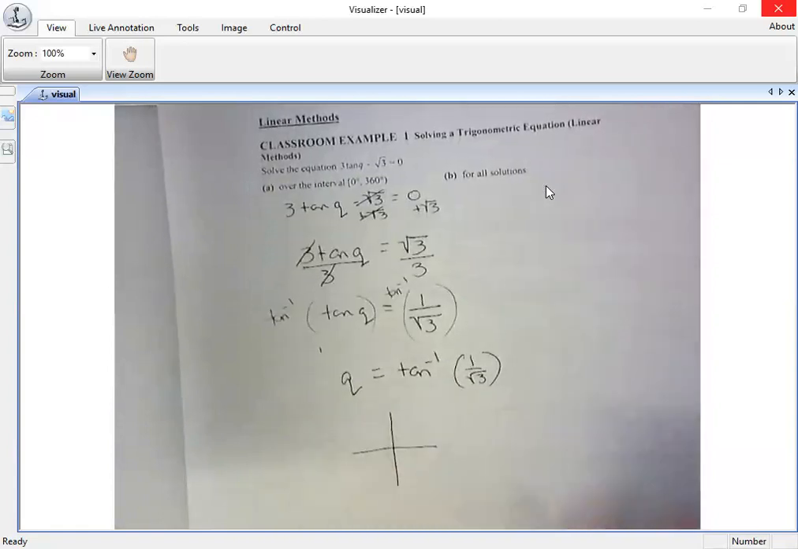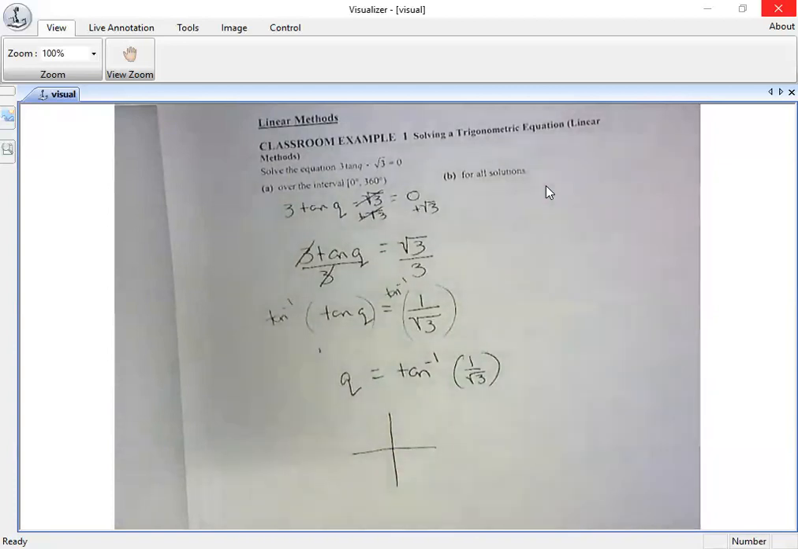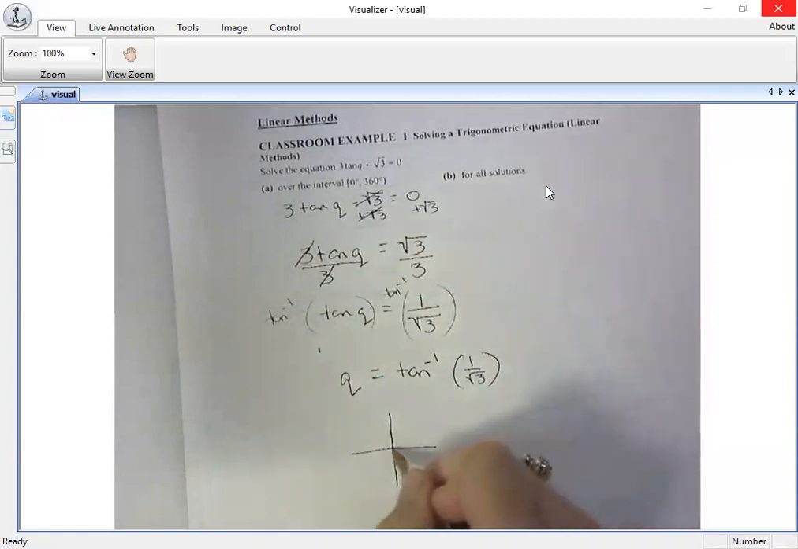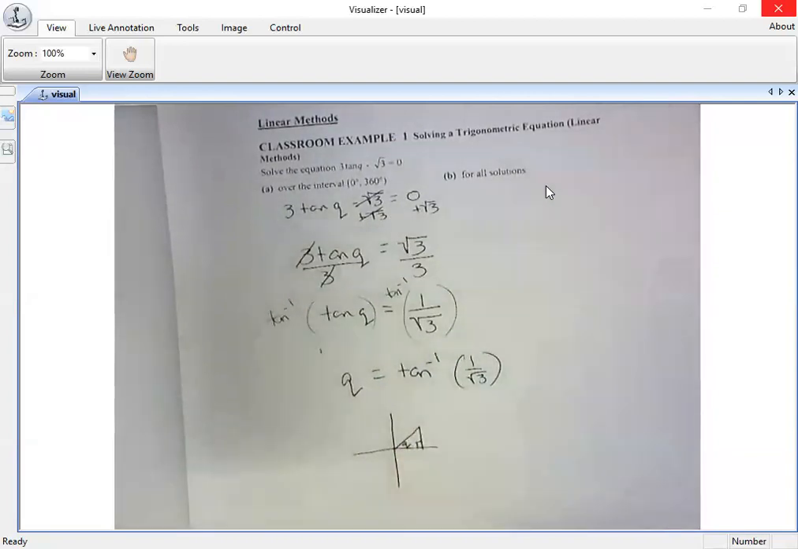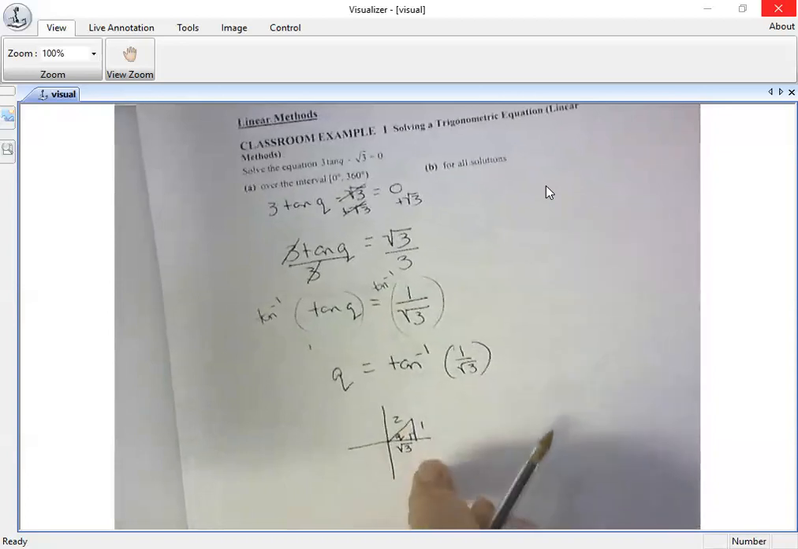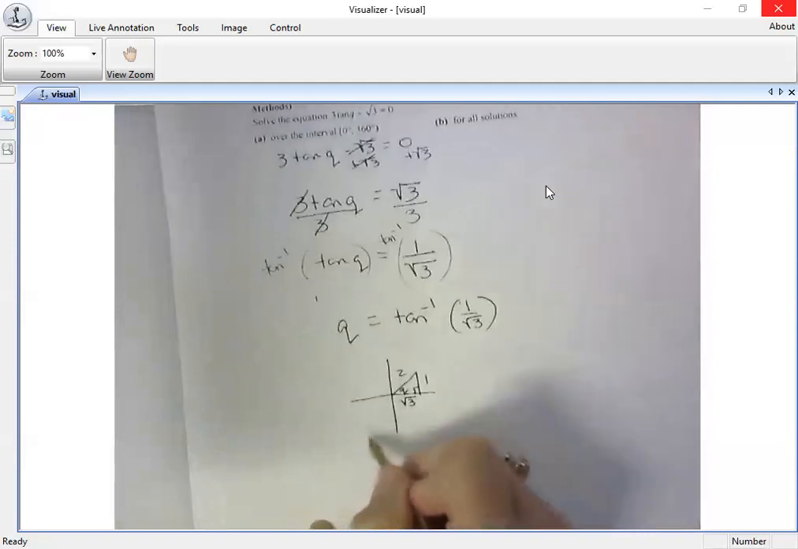Now, Elizabeth said she thinks it's going to be a 30, 60, 90. And which quadrants would tangent be positive in? Because this is a positive ratio. 1 and 3. So if I were to draw this in the first quadrant, and this is my angle Q, tangent is what over what? Opposite over adjacent. So that would mean 1 over the square root of 3, right? And that would make the hypotenuse 2. So tell me, if I'm in quadrant 1, what is angle Q?